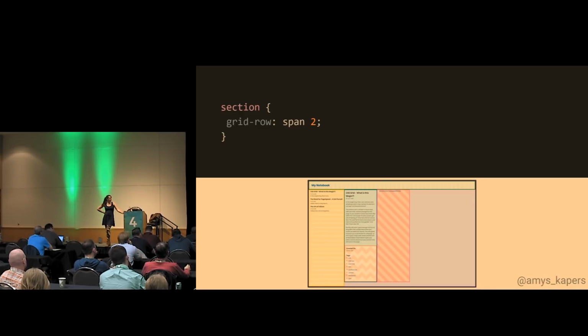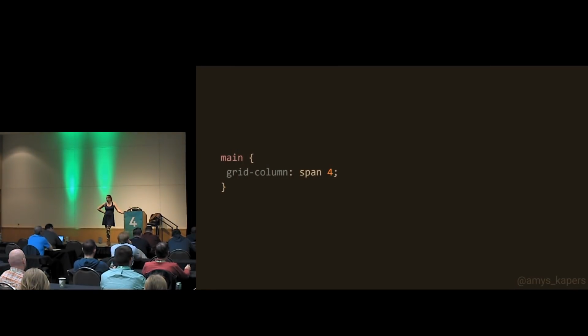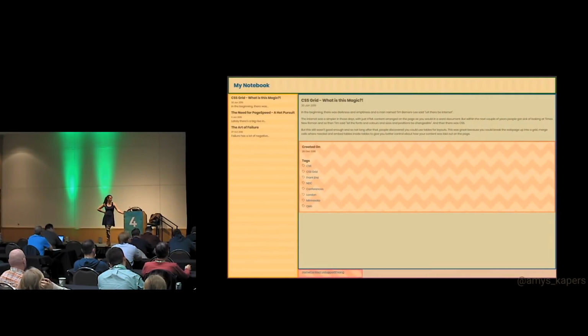Next, we want to get our main section, which is where our main note is being written, and we want that to span the rest of the way along the grid. So we want to do grid column span 4. So you can see there the main section, which is the blue and orange, has gone all the way along the grid, and it's pushed the footer down to the bottom there as well.